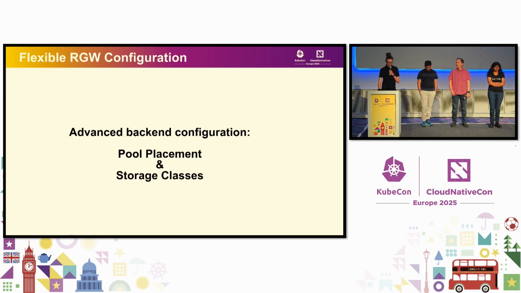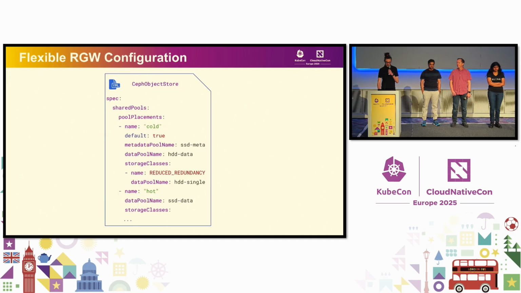Now let's explore advanced backend configuration, specifically pool placement and storage classes. So here is again the Ceph object store custom resource with the backend configuration zoomed in. You can see a list of pool placements. Each placement has a name and a set of pools.